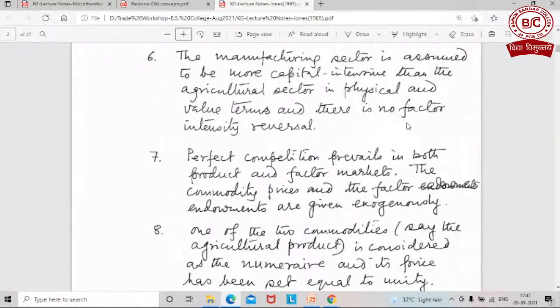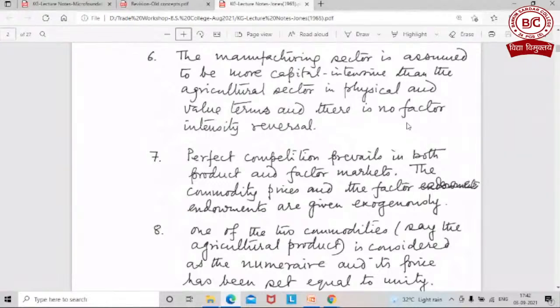So the price of manufacturing is PM. Price of agriculture is PA. So actually, the price should be PM by PA because it's expressed in terms of the agricultural product. Is it okay? So could you repeat again?